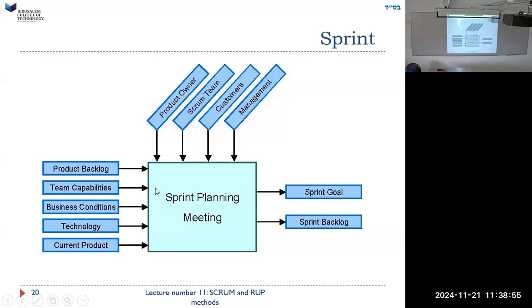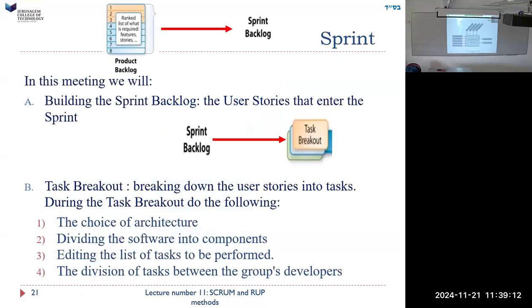This is a particular sprint. The team capabilities, the business conditions, technology, current product, all that information that we discussed has to be there at the meeting. And it will produce the sprint goal and the sprint backlog. What exact items will be in the backlog? We will build the sprint backlog. Okay, we explained that. Task breakout, breaking down the user stories into tasks.